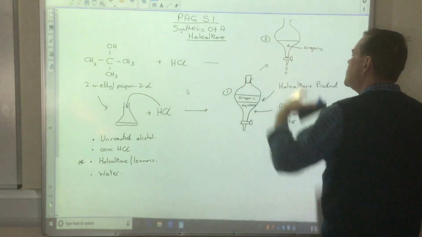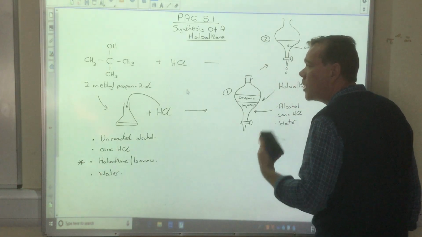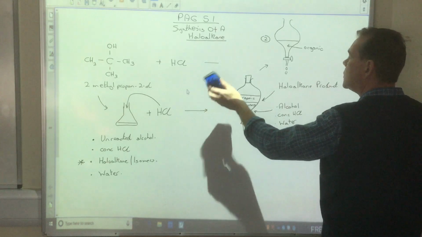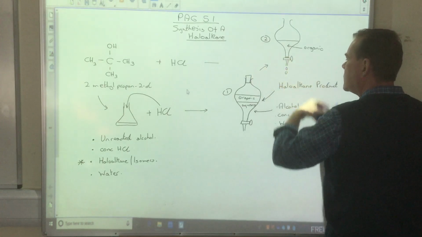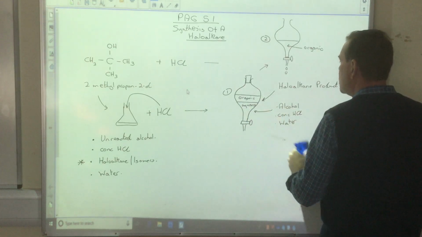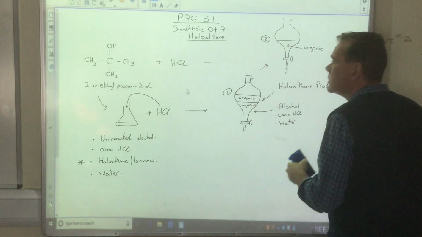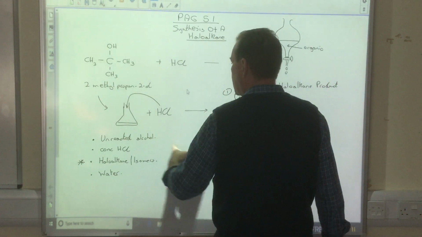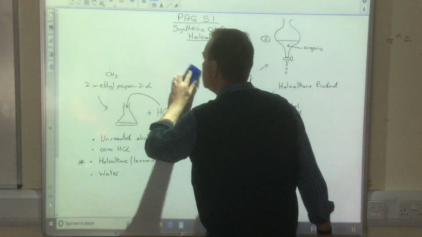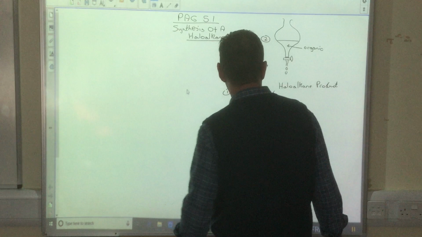Now, that's not as good as it can get. You can wash it or dry it as many times as you like. So you've got your organic layer, but you've still got a bit of aqueous there at the top. So, stage number 3. Running out of space. We'll go down here.